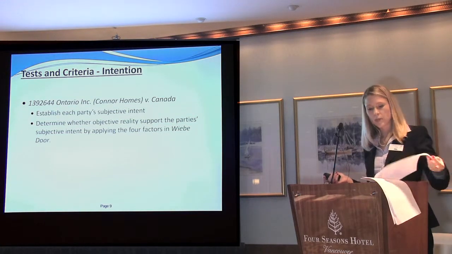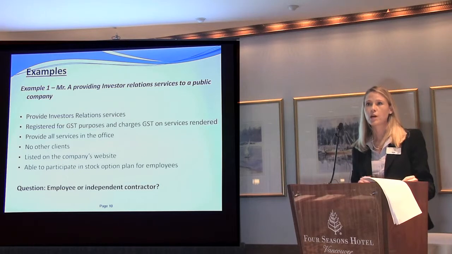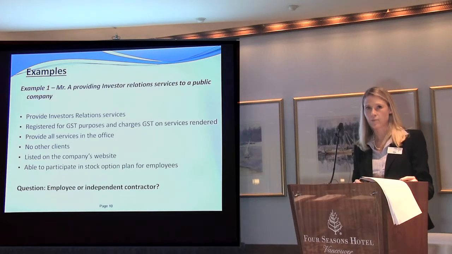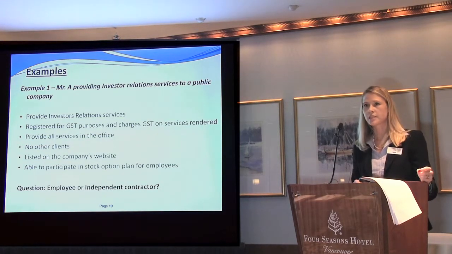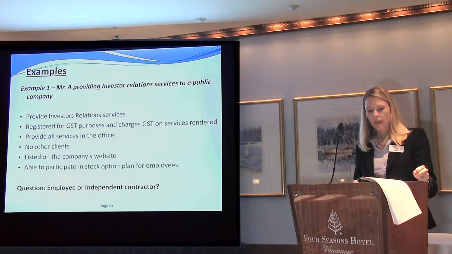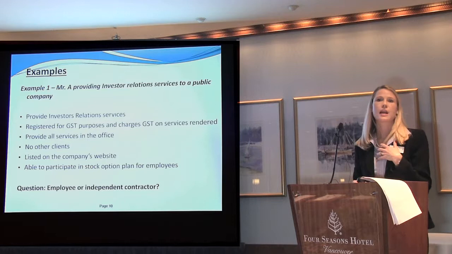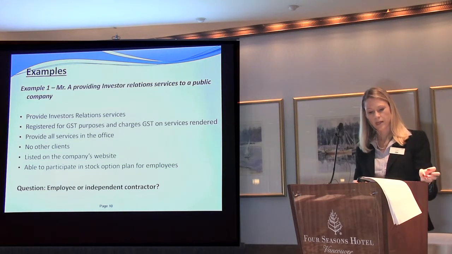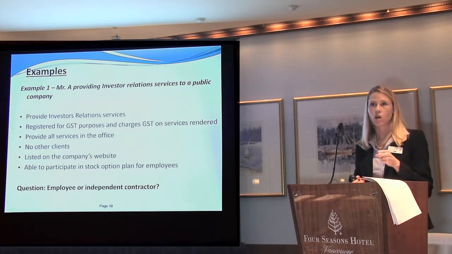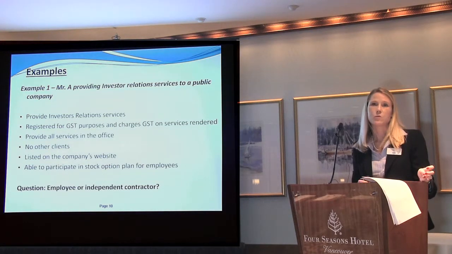So I was thinking we can go through a couple of different examples, and maybe you guys can help me with that. The first example that we have is Mr. A. Mr. A is providing investor relations services to a public company. Mr. A is registered for GST, and he's providing invoices and charging GST on the services. He is listed on the company's website as one of the contact people, but Mr. A doesn't have any other clients. He's only working for the one company. The intention of both parties is to have an independent contractor relationship. So what will CRA think Mr. A is?